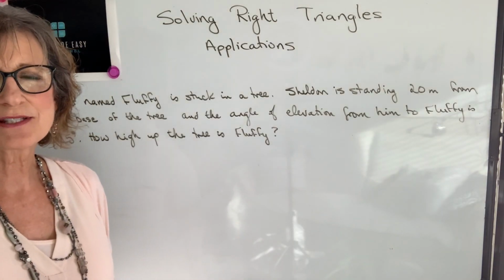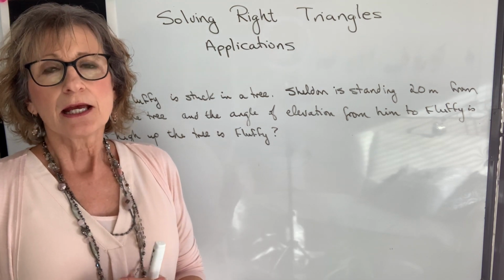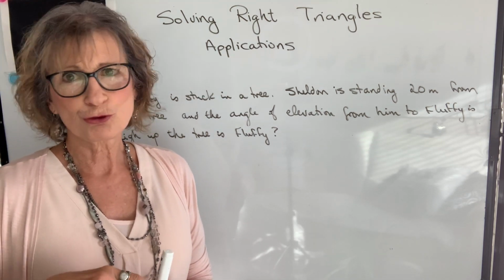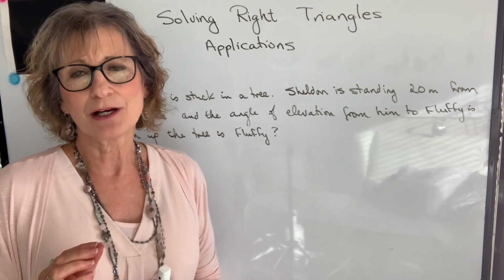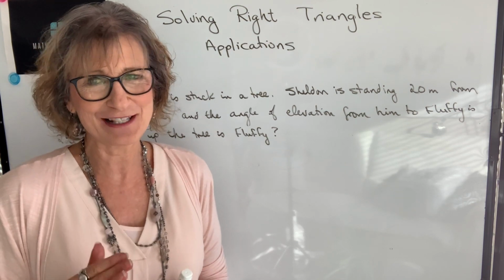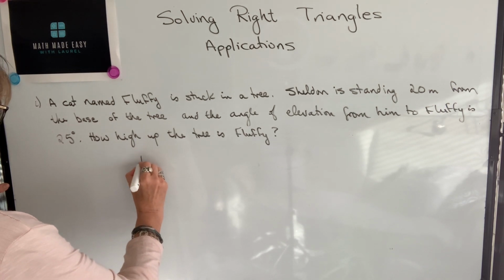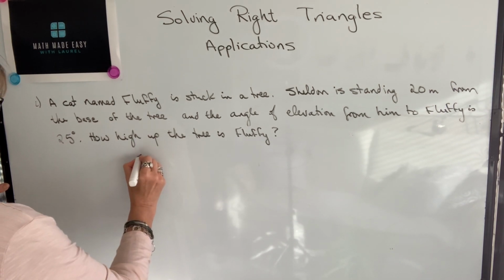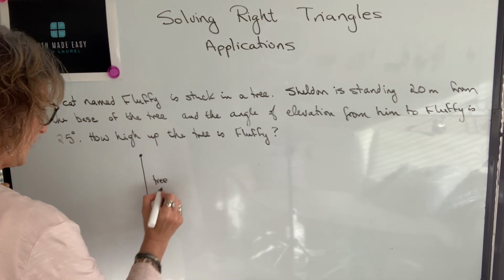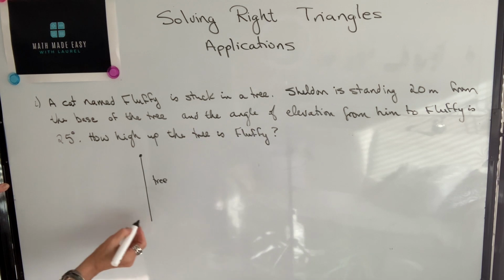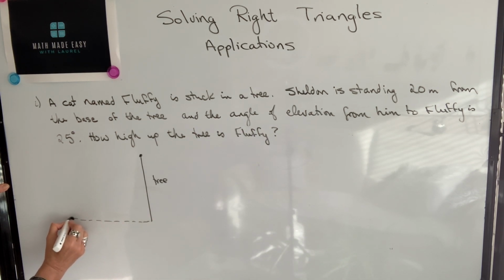So my first step in solving this is to draw the right triangle. I have to come up with that right triangle. Now, those of you that are artistic, you can draw cats and trees and all sorts of things. I am not artistic, so I'm just going to be sticking with lines and dots because that's about all I can manage. So we've got a tree. We've got a cat, Fluffy, up in our tree. And 20 meters from the base of the tree, we have Sheldon.